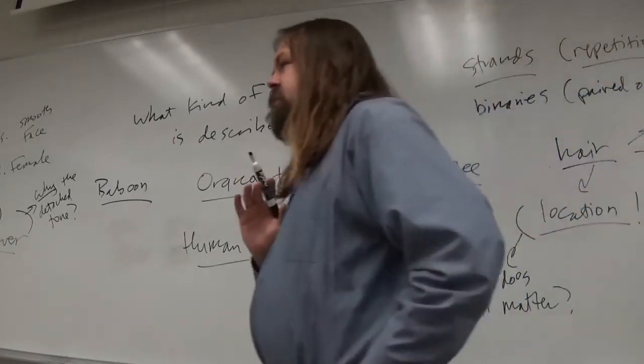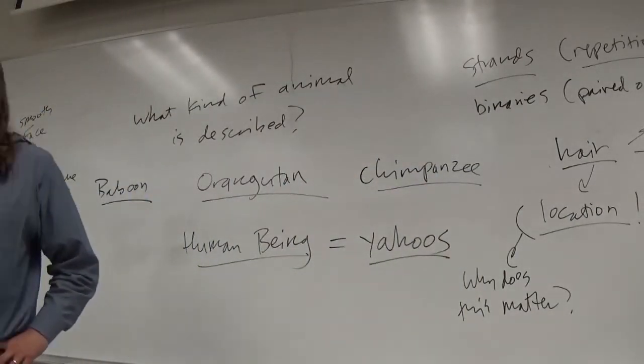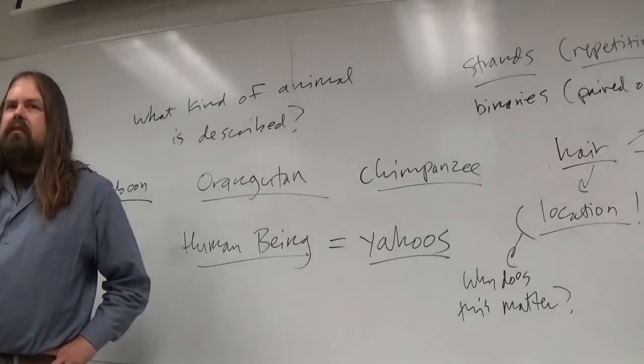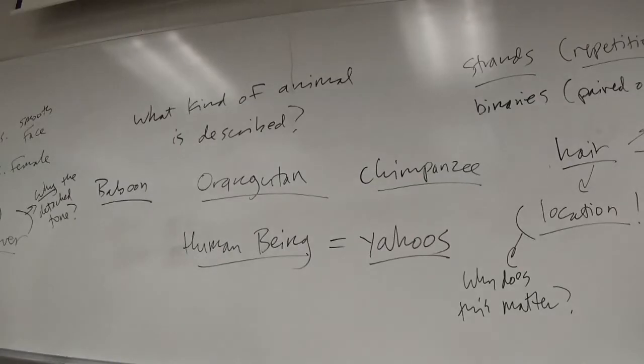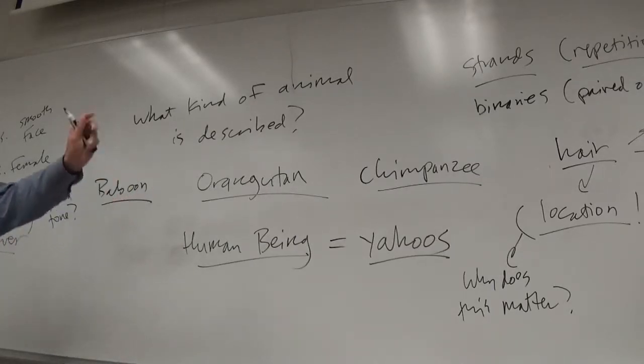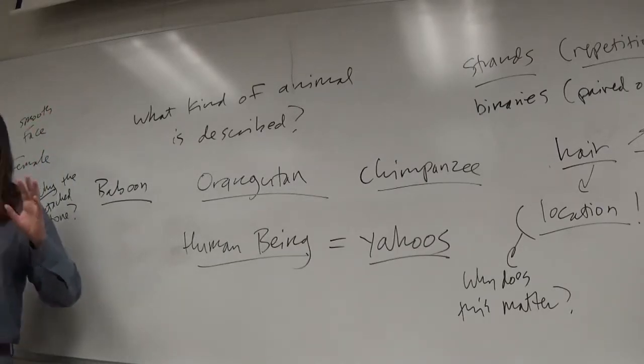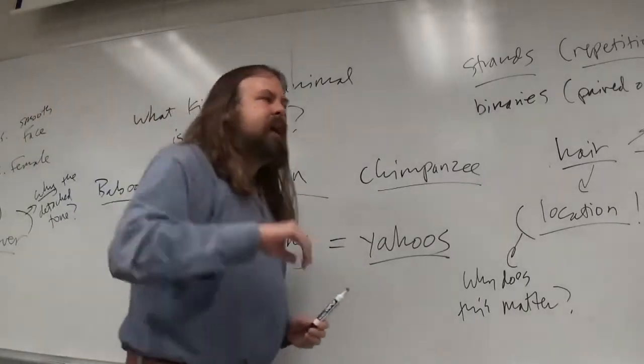Why does it matter that the only thing to him that seems to distinguish, say, a human being from an orangutan is the amount and location of hair on the body, right? Because we noted otherwise, these creatures are described as being basically apes, yeah? So why use hair as the indicator for what sort of creature this is? You don't have to answer that yet. We'll think on it. Other strands, binaries that you guys notice?